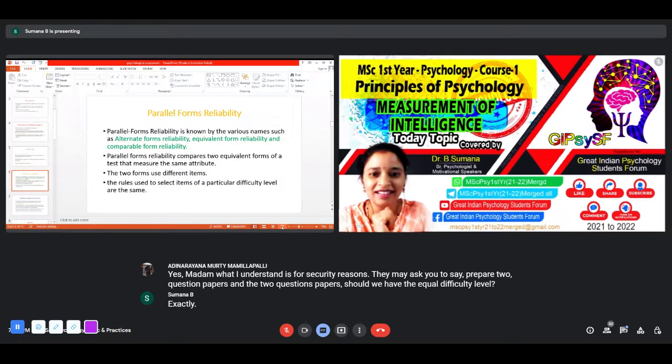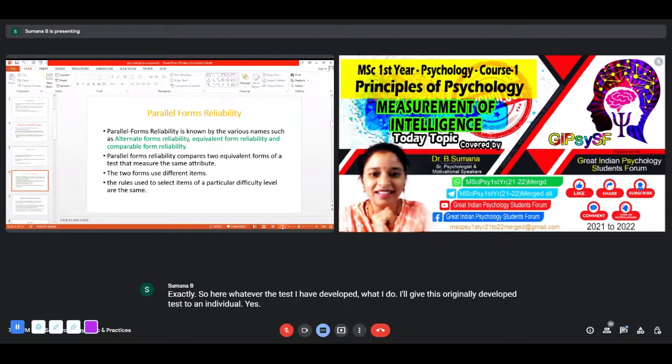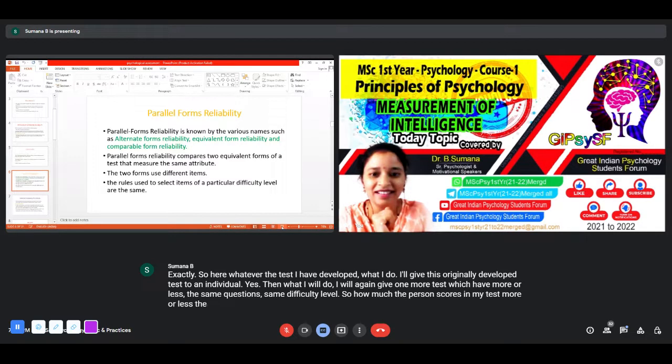Exactly. So here, whatever the test I have developed, I'll give this originally developed test to an individual. Then I will again give one more test which has more or less the same questions, same difficulty level. So how much the person scores in my test, more or less the person should get an equal score in another test also.